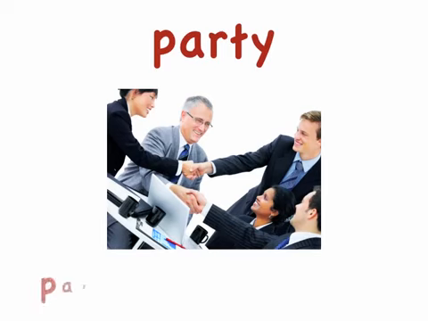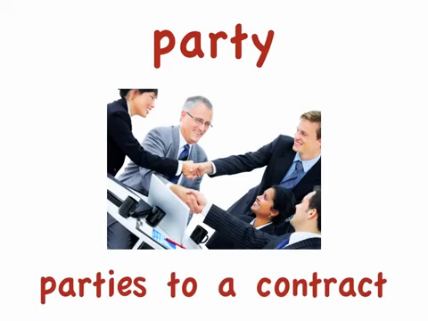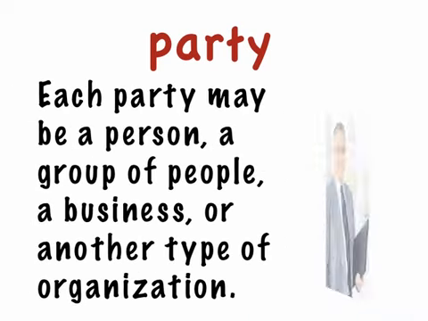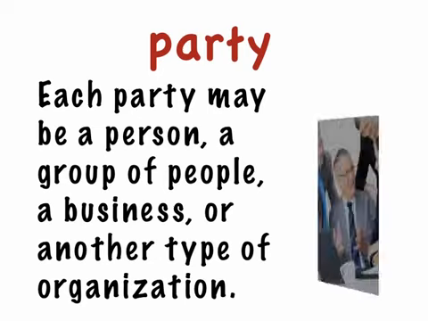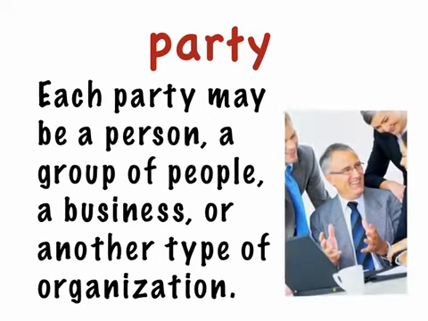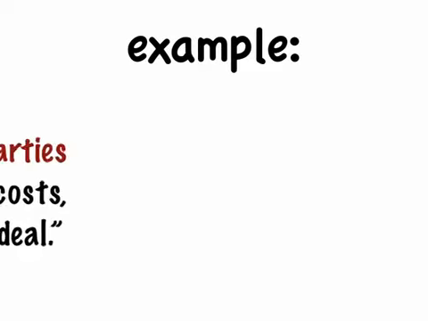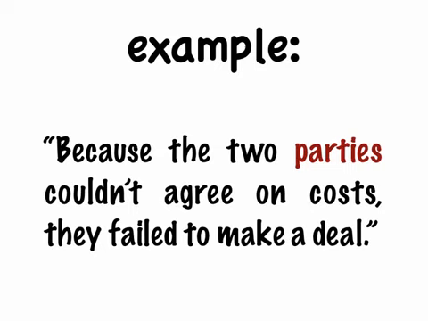Party. Parties to a contract. The parties in a contract are those who are agreeing to do something. Each party may be a person, a group of people, a business, or another type of organization. Because the two parties couldn't agree on costs, they failed to make a deal.